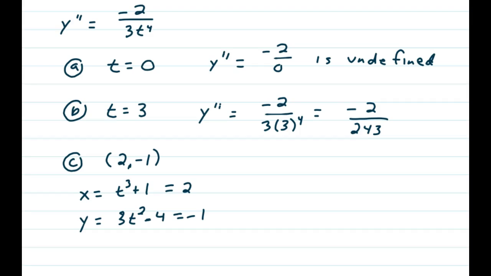If you let t be 1, you would get 1 cubed plus 1 is 2, and down below for y, you'd have 3 times 1 squared minus 4 is negative 1. So the value that we need to use here is t is equal to 1. So we just plug in a 1 for t, and y double prime is negative 2 over 3 times t, which is 1 to the fourth power, and the second derivative at that point, 2 comma negative 1, is negative 2/3.